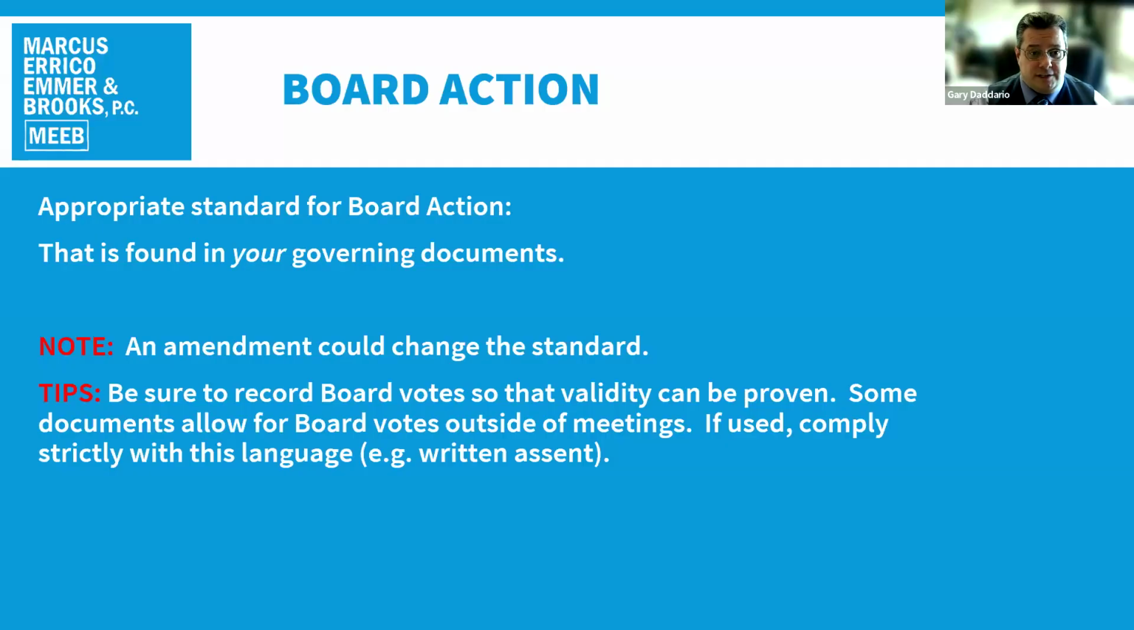Okay, so your standard, like I said earlier, for board action at your community is going to be found in your governing documents. By way of reminder, I have a note here. An amendment could change that standard. And so, like I said at the outset, if your docs happen to say that the board can only make unanimous decisions, I would change that immediately. Like I say, I already don't understand how you're operating under that standard, but I've seen it. And so if you have it, you should change it.